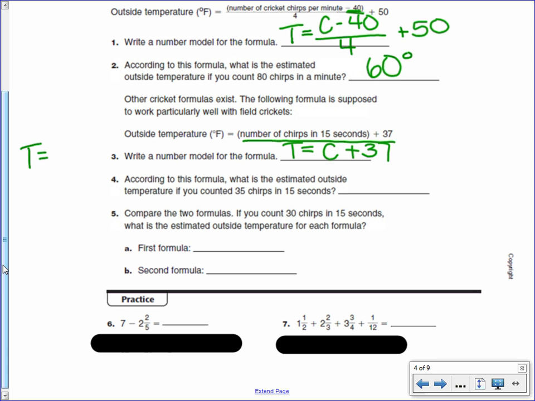Do we know what C is? Chirps. 35. 35 chirps plus 37. 35 plus 37, if you need to write it this way. 72. It is about 72 degrees out there.